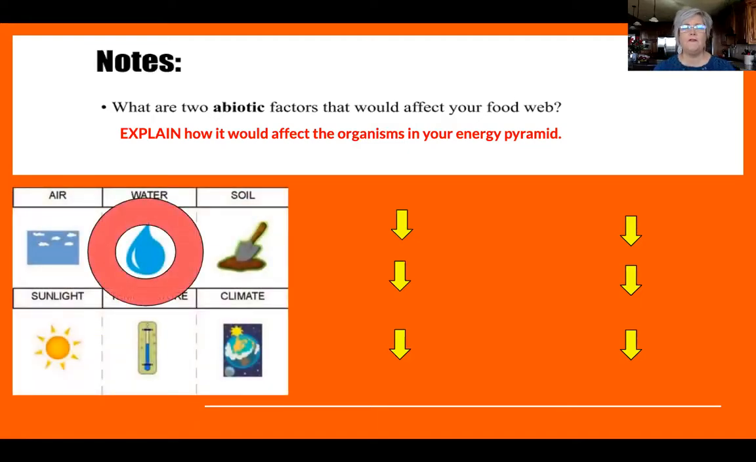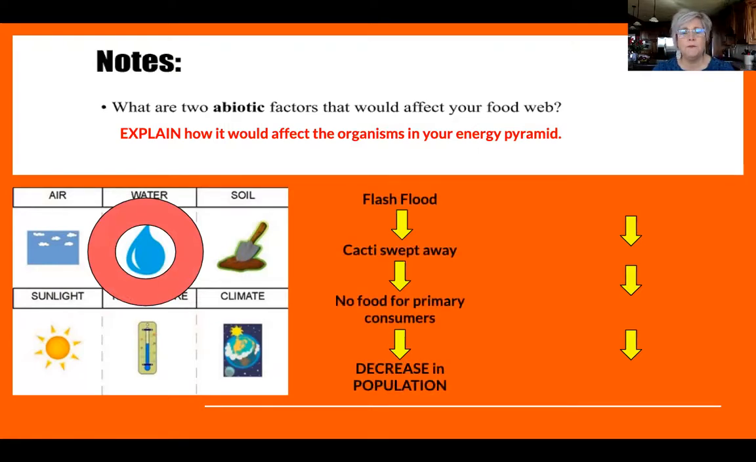How would water affect the biotic factors in my ecosystem? Well, first of all, what if there's a flash flood? So, there's sand, the gravel, the dirt. In a desert ecosystem, it's not necessarily just sand. Think about the deserts in New Mexico or in Utah. It could be really dry conditions, and it could have gravel or whatever. But we've got producers that are cacti, and they do not have a very deep root system. So a flash flood could sweep all the cacti away, or at least a good portion of it.